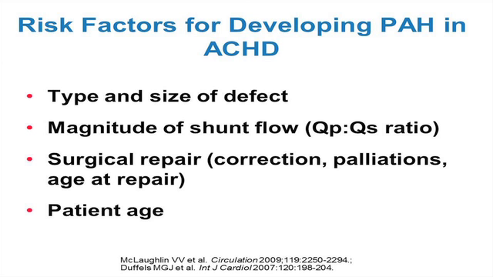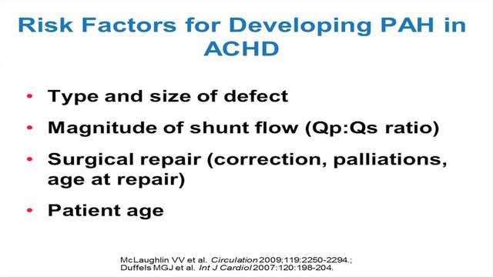I often get asked this question, what QP:QS do you use? Fortunately, the guidelines have changed. We're now looking at right ventricular sizes. We're not really emphasizing that; we're looking at actually the end effects of that shunt. Because remember, shunt is a moving target. As the pulmonary vascular resistance increases, your shunt may actually diminish. So that's important to recognize. Type of surgical repair, some of the corrections can actually increase the risk of developing pulmonary hypertension. And then the patient age. The older you are, the greater your risk is.